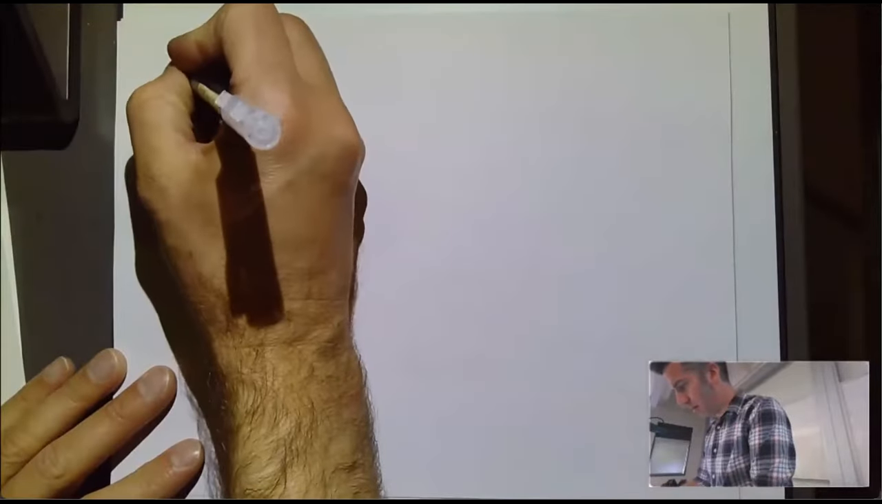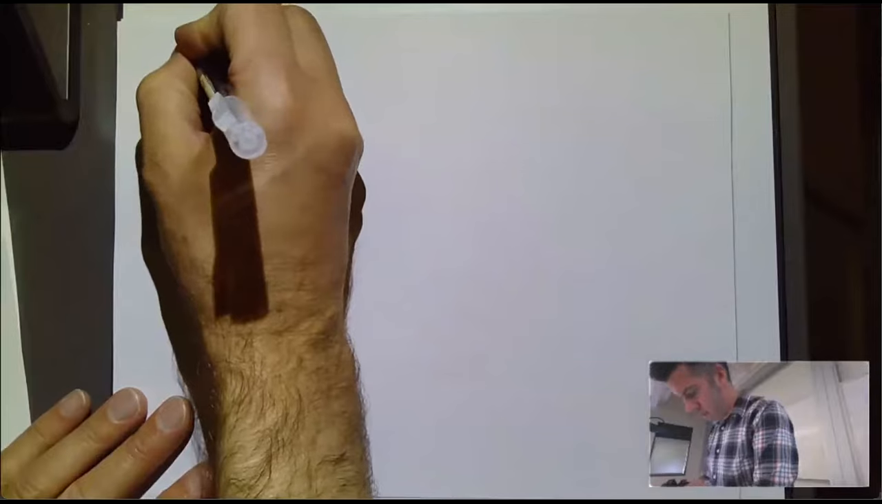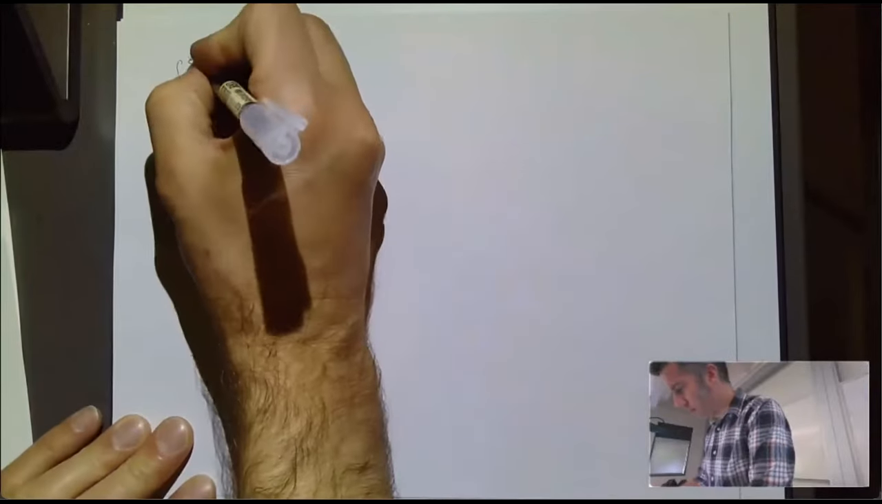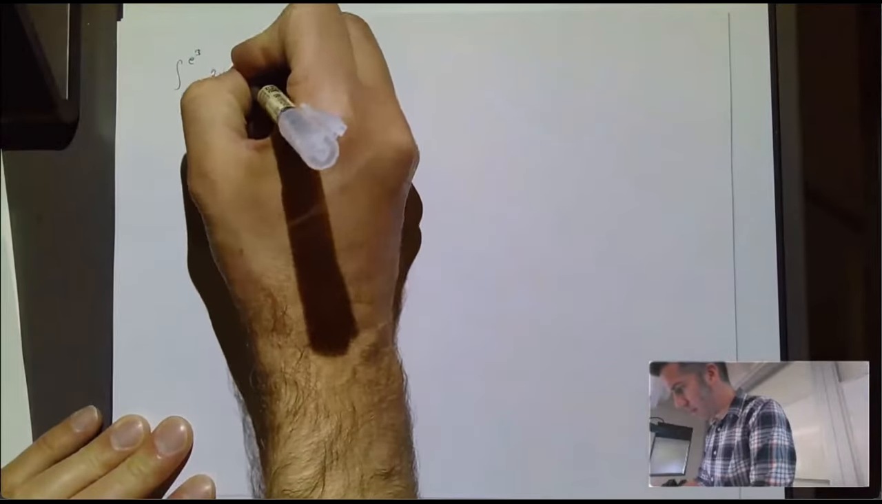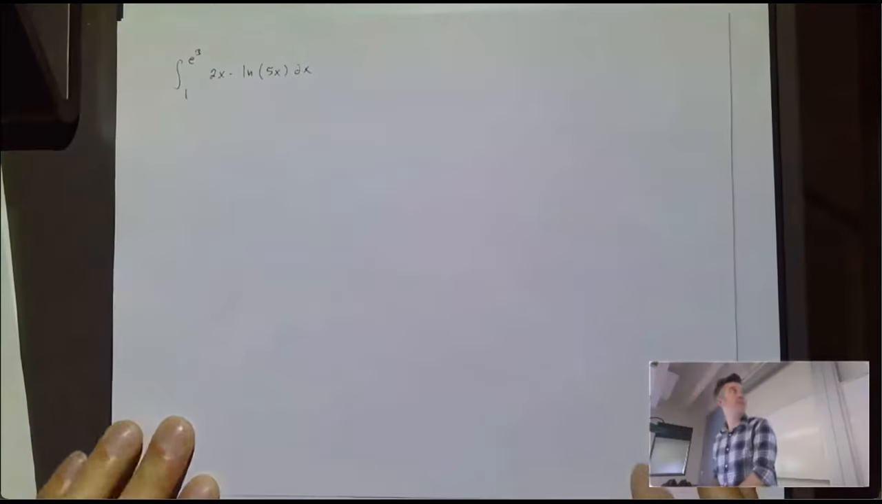Let's start with some more integration by parts. Specifically, let's look at a couple definite integrals with integration by parts. So let's say we wanted to do the following: the integral from 1 to e cubed of 2x times the natural log of 5x dx.